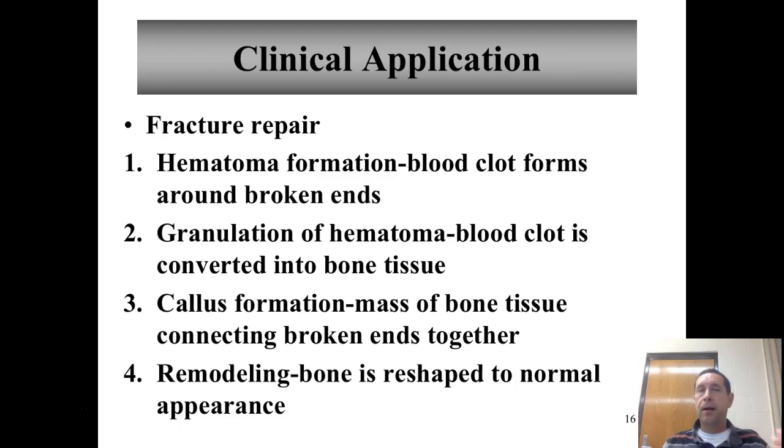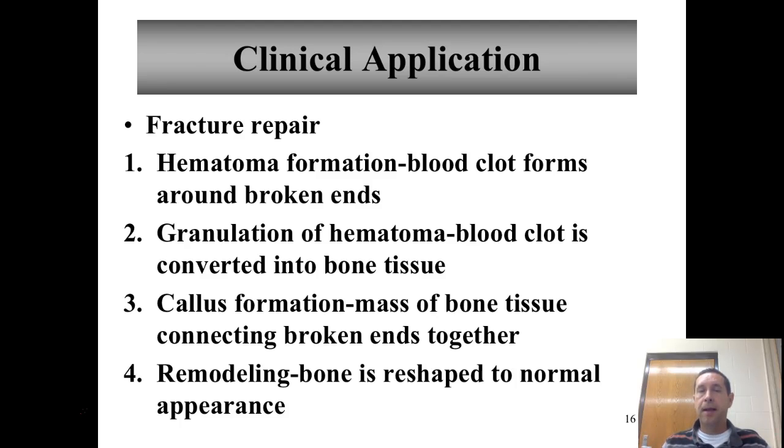So how does a fracture repair itself? There are several steps. The first thing that happens when the bone breaks is that it's going to bleed. So a blood clot is going to form and it's going to connect the broken ends of the bone together. Over time, that blood clot is converted into bone tissue in a process called granulation of the hematoma, or the blood clot.